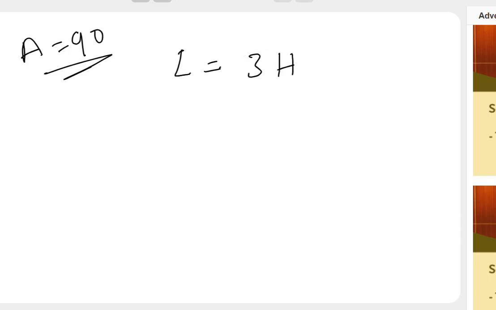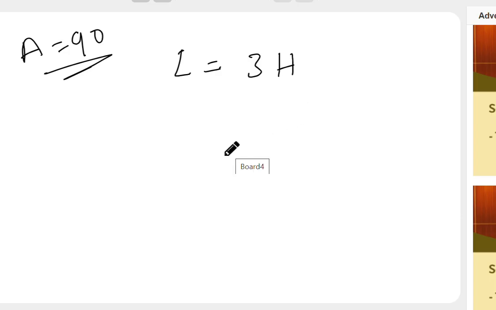So they are given the LCM of two numbers. We don't know the two numbers. One of the numbers they have given, that is taken as A equals 90. They have given one number and also some condition. The LCM of two numbers, LCM is taken as L, that is 3 times their HCF.